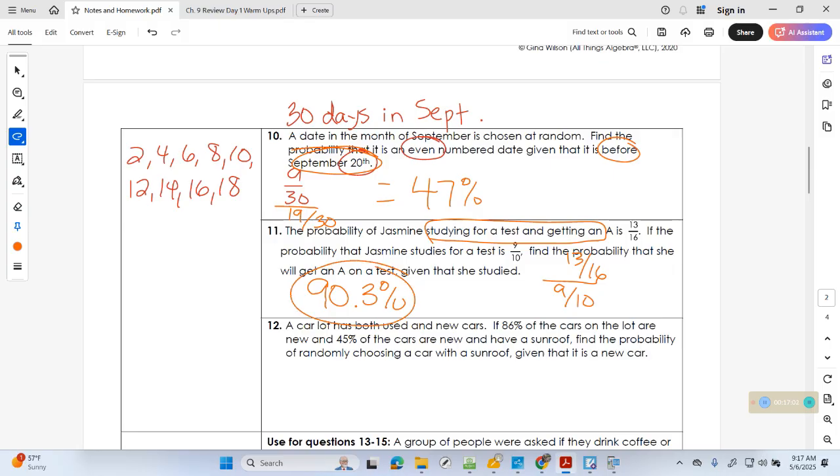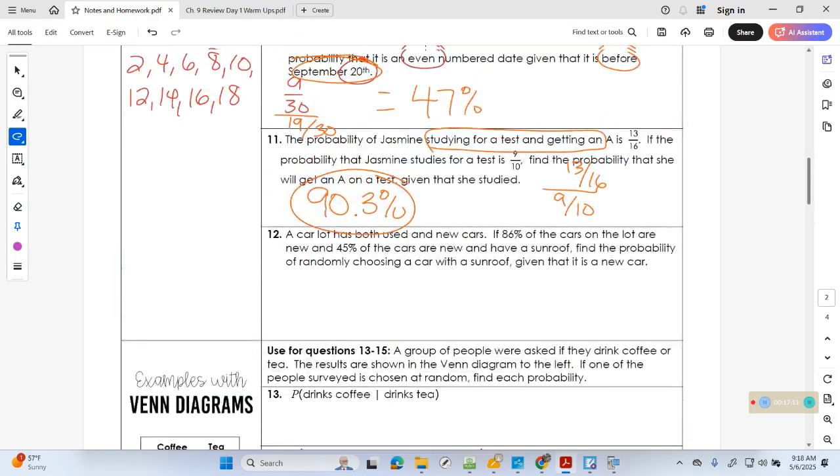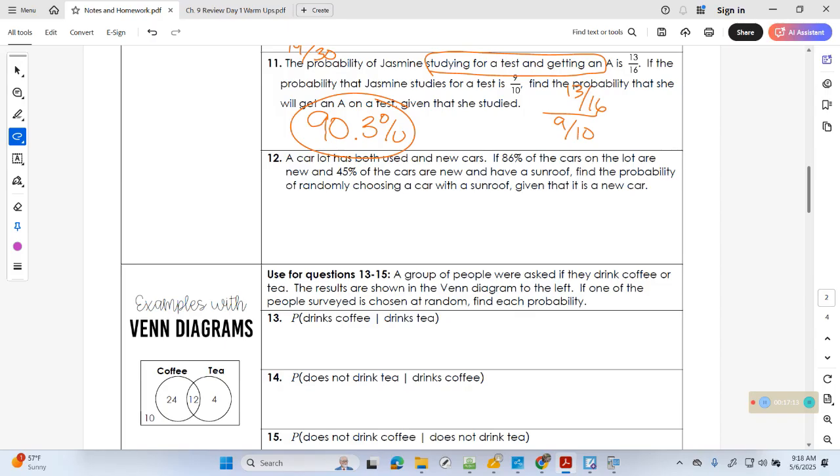Because remember, it's the and, the combo, as I like to call it, the combo probability on top. Okay, so just read it. We just got to figure out how we're dividing this one. Carla has both used and new cars. If 86% of the cars on the lot are new and 45% are new and have a sunroof, find the probability the car chosen has a sunroof, given it's a new car.